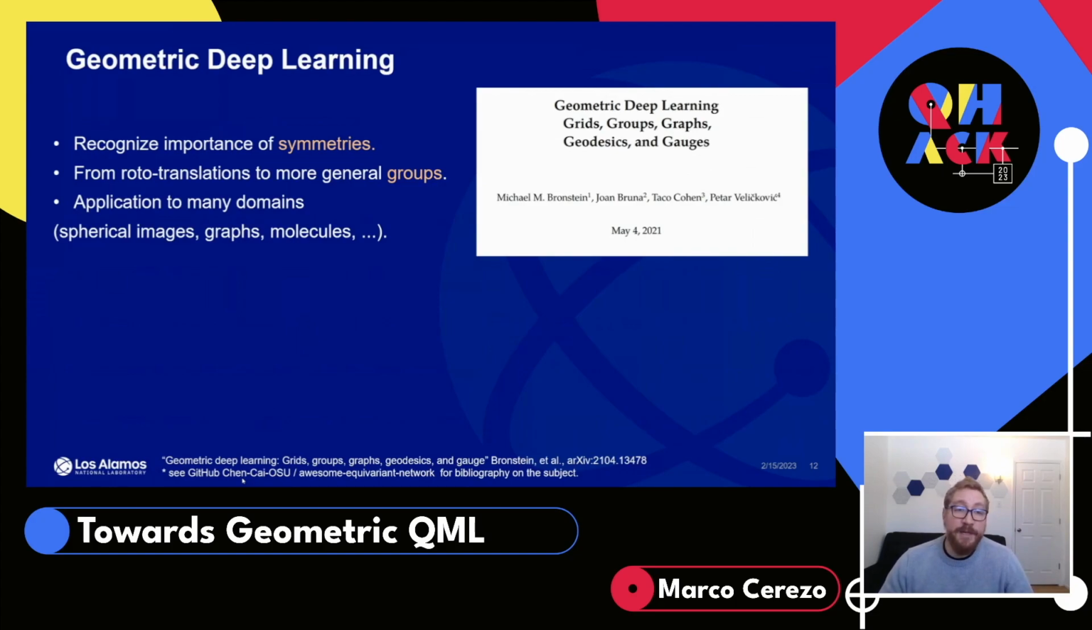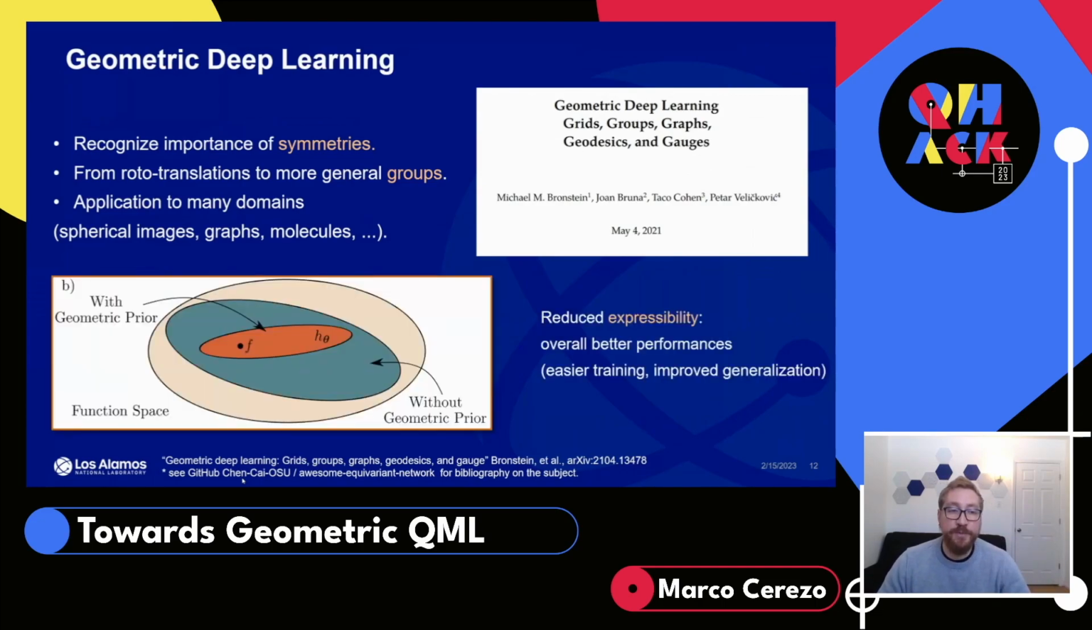And it has already been applied to many domains like analyzing spherical images, graphs, and molecules, because all of those contain symmetries, right? So now let's take a step backwards. What are we actually doing whenever we put symmetries into our model? You can think about this as the function space, all possible functions that map from data to labels. And we're just trying to find one function in here.